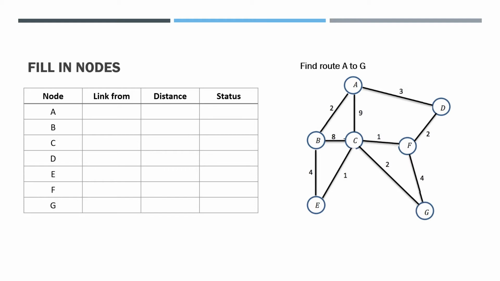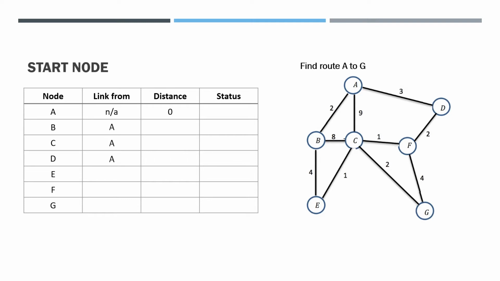So the first thing that you would do is to fill in all the nodes, and node A is the start node, so we're not linking to it from anything, and the total distance from the start obviously is 0 because it is the start. So that's how we begin.